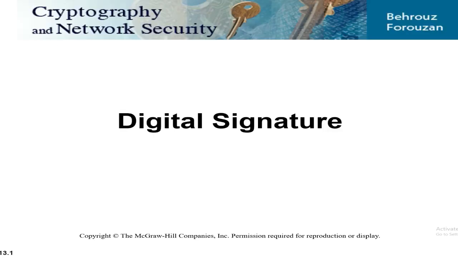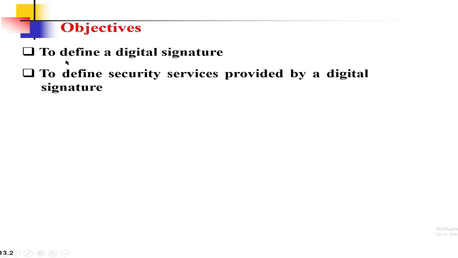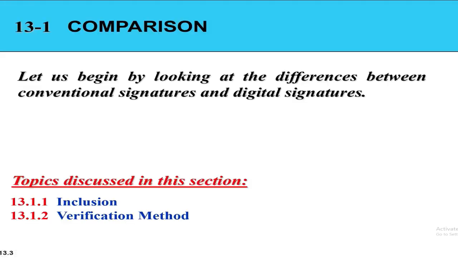So students, in this chapter we are going to study digital signatures. First we define digital signature and then we will discuss its security services. When Alice sends a message to Bob, Bob needs to check the authenticity of the sender. Bob needs to be sure that this message comes from Alice and not an attacker. Bob can ask Alice to sign the message electronically. We can say that a digital signature proves the authenticity of Alice as the sender of the message.